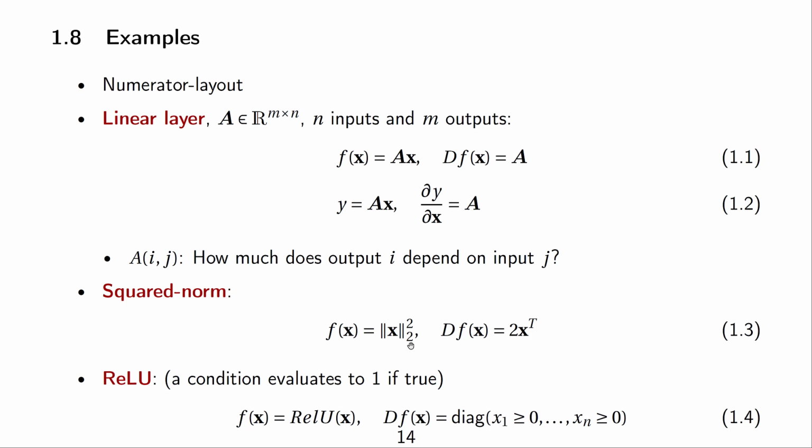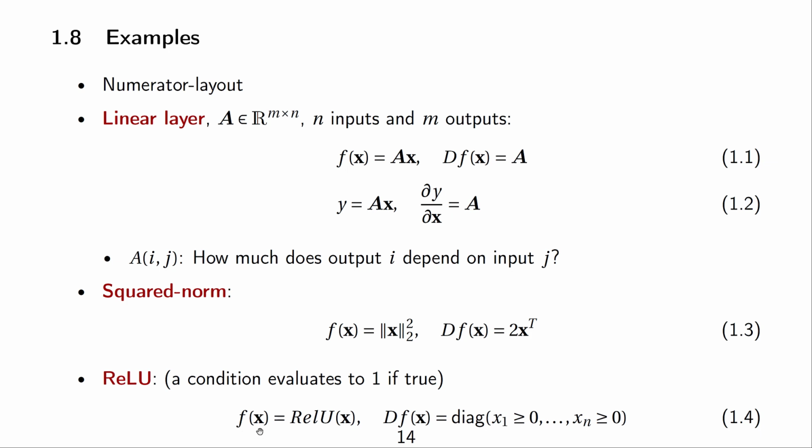f of x equals the squared 2-norm of the vector x. Then the derivative of f of x equals 2 times x transpose. Let's go one more. A ReLU, where a condition evaluates to 1 if true. So we say that x1 is greater or equal to 0. This is like a conditional statement, and if it's true, it evaluates to 1, and if it's not true, it evaluates to 0.